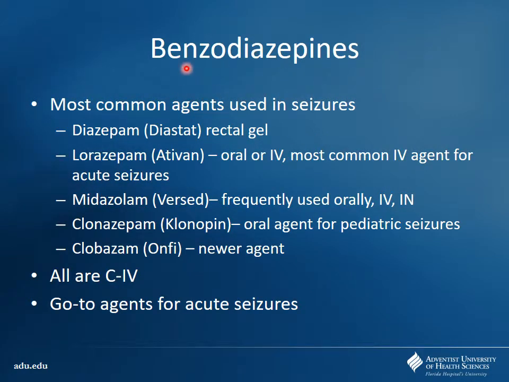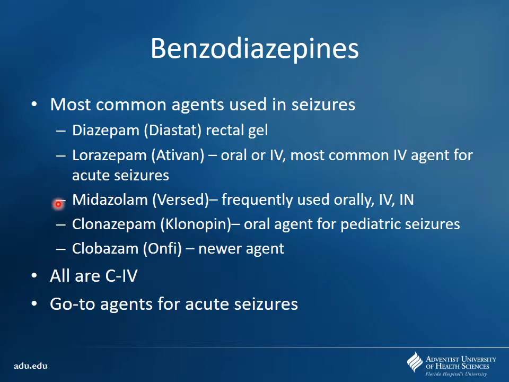Now, benzodiazepines, we'll talk about this in the behavioral section, which will be the last section we talk about before the test. This is going to be most commonly used for acute treatment of seizures. I'm sure most of you have heard of some of these, like diazepam, or Valium is another brand name for that one. We have lorazepam, midazolam. Any of them can work.